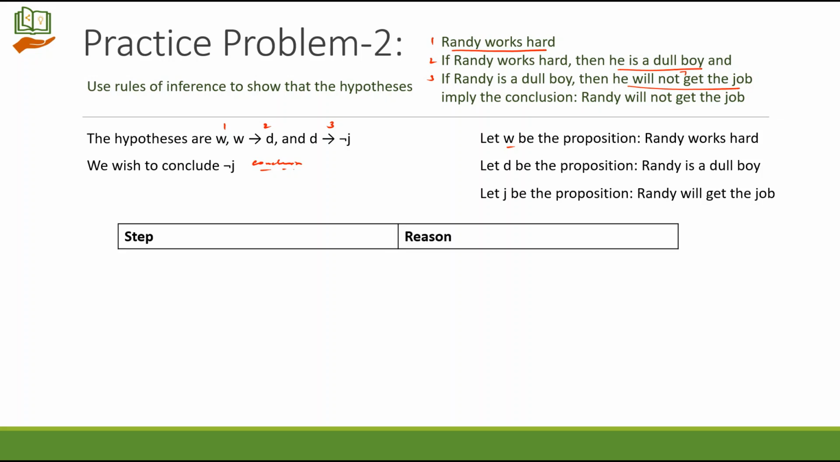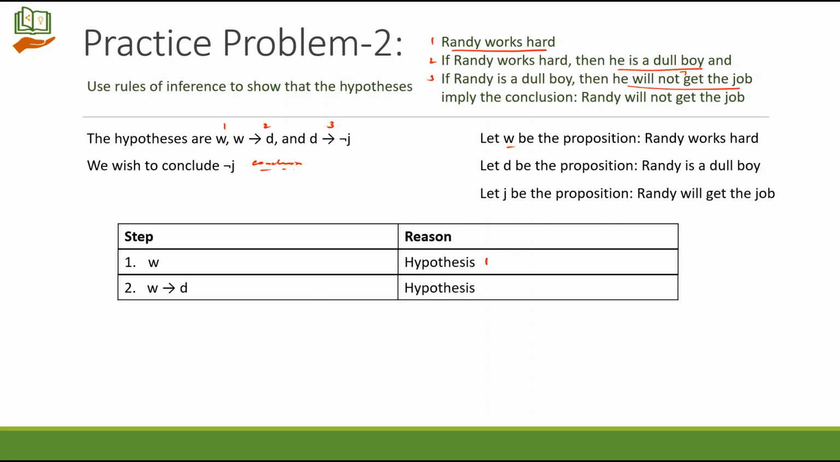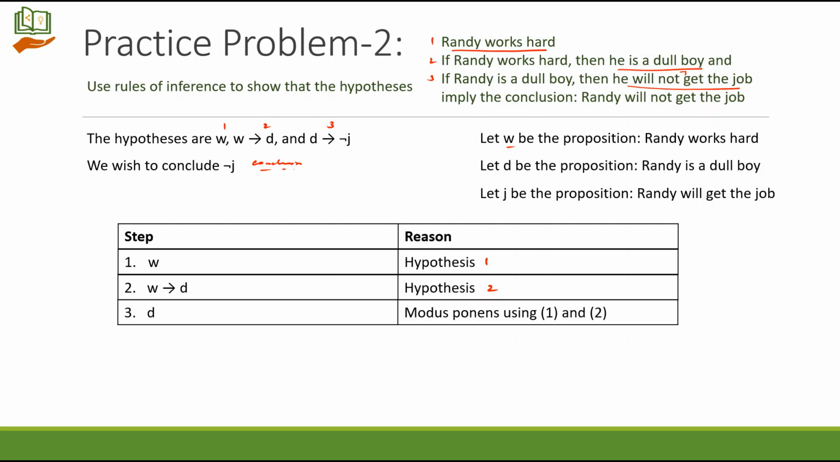So let's take the step and the reason. Let's take this to be hypothesis 1, or premise 1. The next hypothesis will be W implies D. This is hypothesis 2. So we are considering 2 hypotheses at a time now. Do we have something that we can do with 1 and 2? Yes, you can apply Modus Ponens. W and W implies D will therefore give you D. So from this we are concluding D.